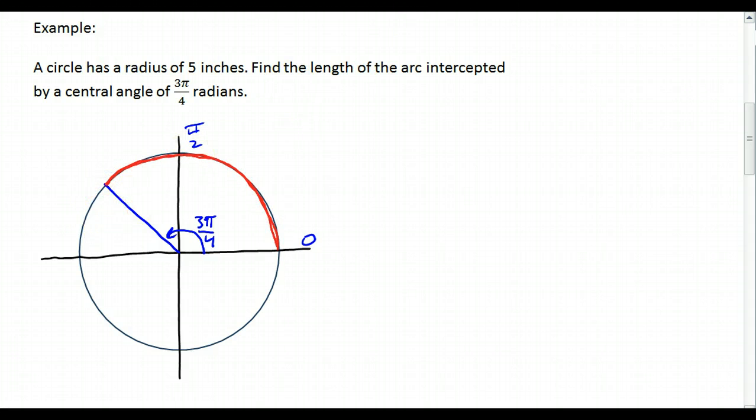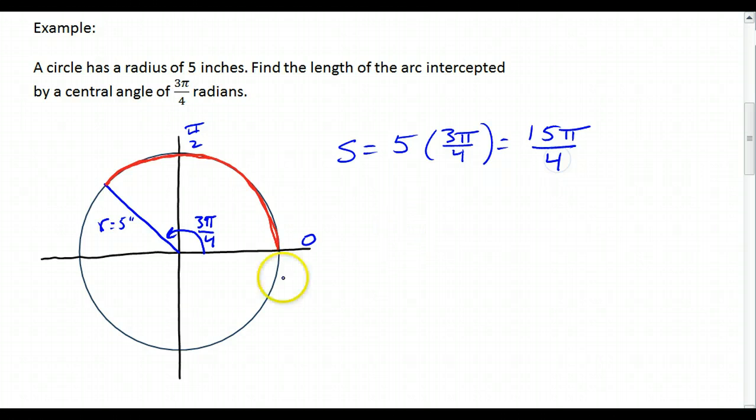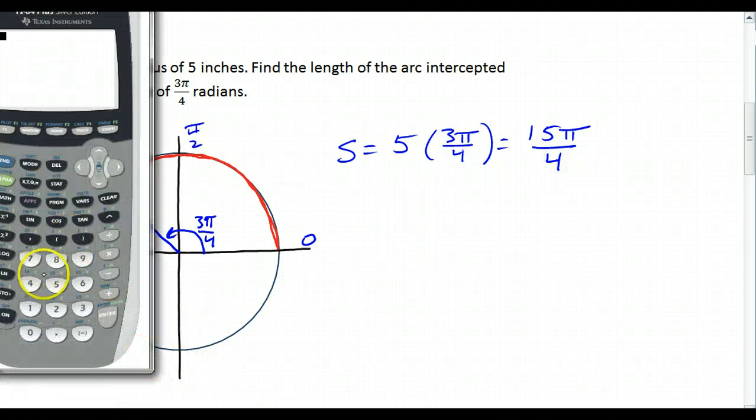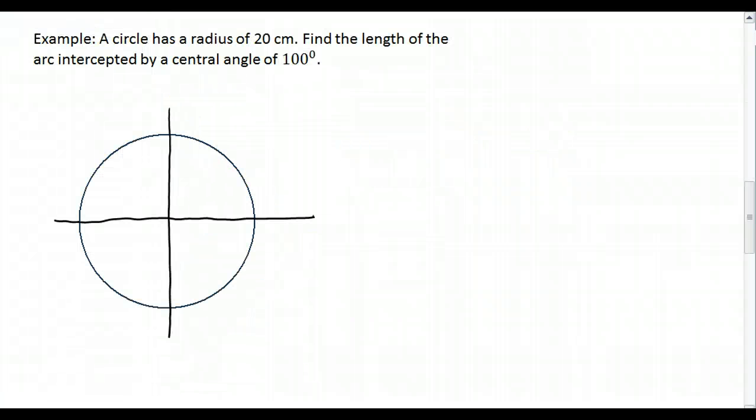And we know that our radius is 5 inches. Well, since our theta is already in radians, all we need to do is go 5 times theta, and we get 15 pi over 4. And if you want a decimal approximation, it's about 11.8.